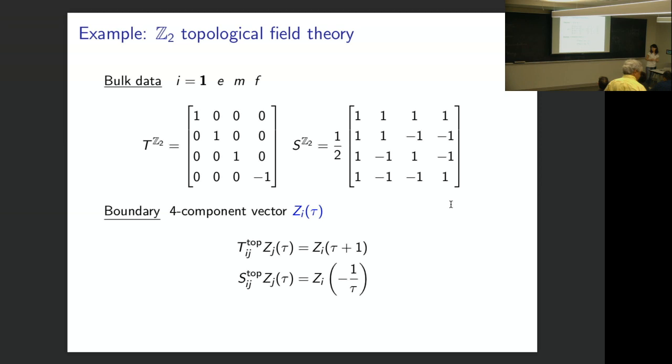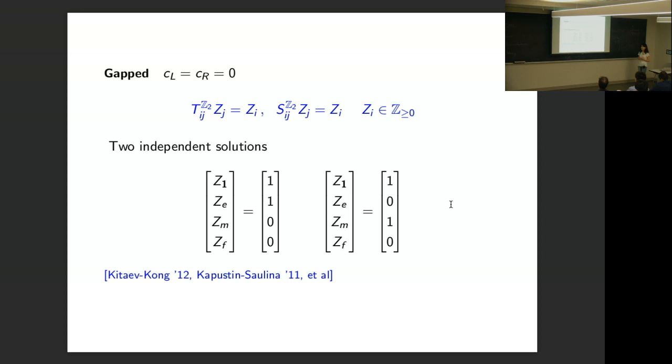The benefit of this formalism is that we can study the gapped and gapless boundaries simultaneously. For the gapped boundaries, the equation is reduced to these two, so that each component is just a non-negative integer value, and our task is to find the simultaneous eigenvectors with eigenvalue 1 for the Bose equation.